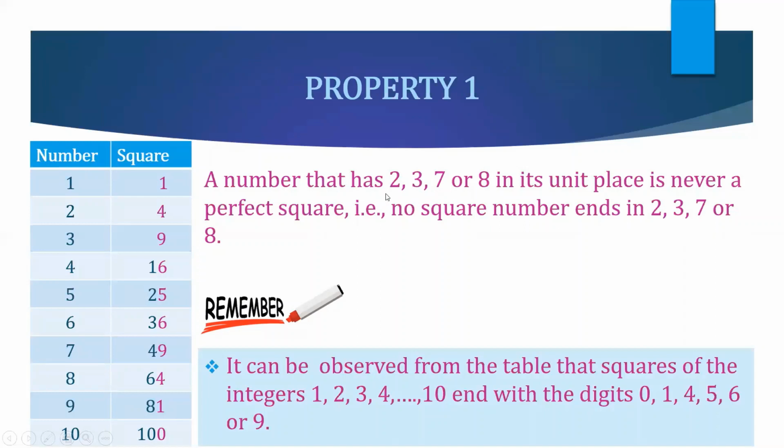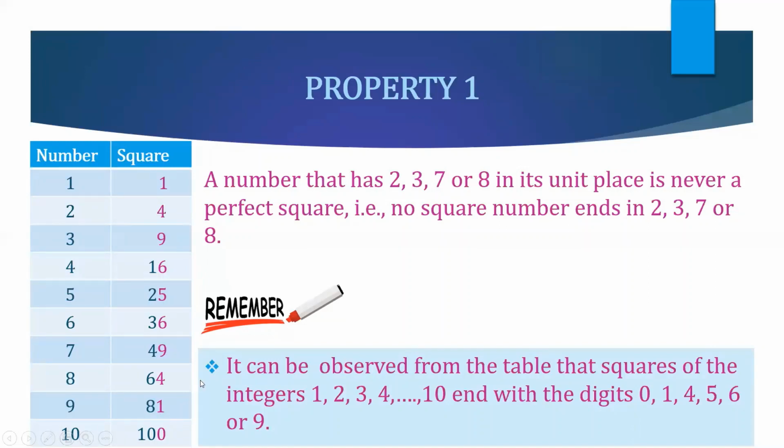So the digits other than 2, 3, 7 or 8 will be 0, 1, 4, 5, 6 or 9. So the numbers which are having 0, 1, 4, 5, 6 or 9 on its unit place can be perfect squares. Here in this table you can observe that these are the numbers and these are the squares of the given numbers where the digits are 1, 4, here we have 5, here we have 6, here we have 9 in 49 and here we have 0 in 100.